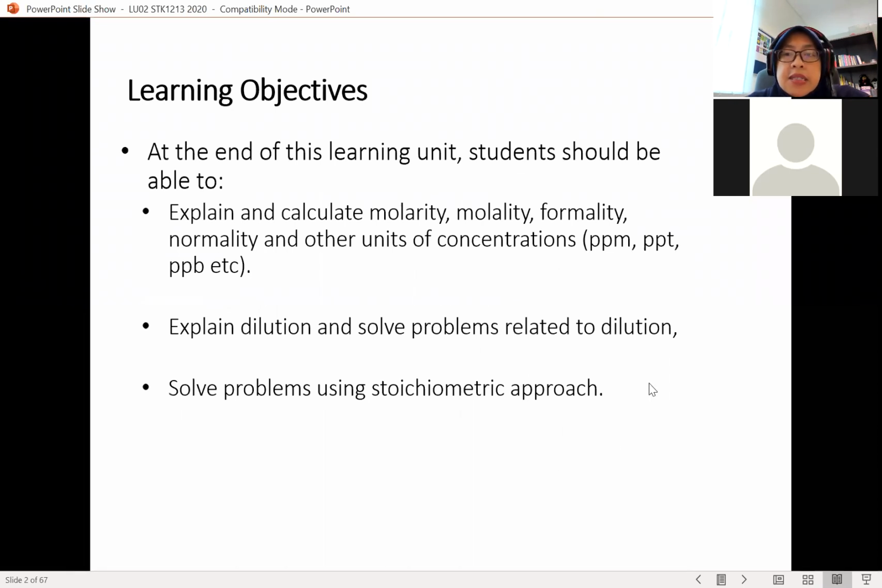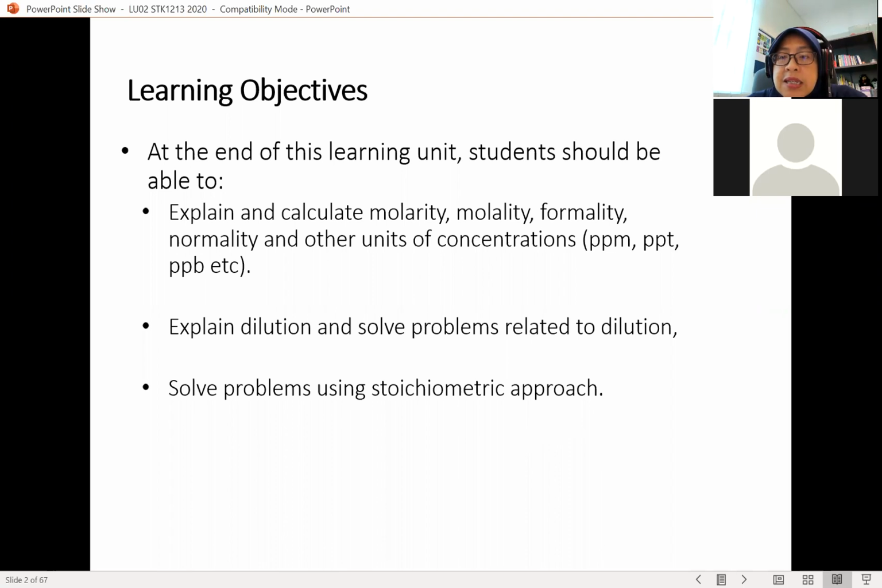Right, at the end of this learning unit, you should be able to explain and calculate molarity, molality, formality, normality, and other units of concentration. For example, parts per million, parts per trillion, parts per thousand, parts per billion, and so on. You should be able to explain dilution and solve problems related to dilution, and solve problems using the stoichiometric approach.